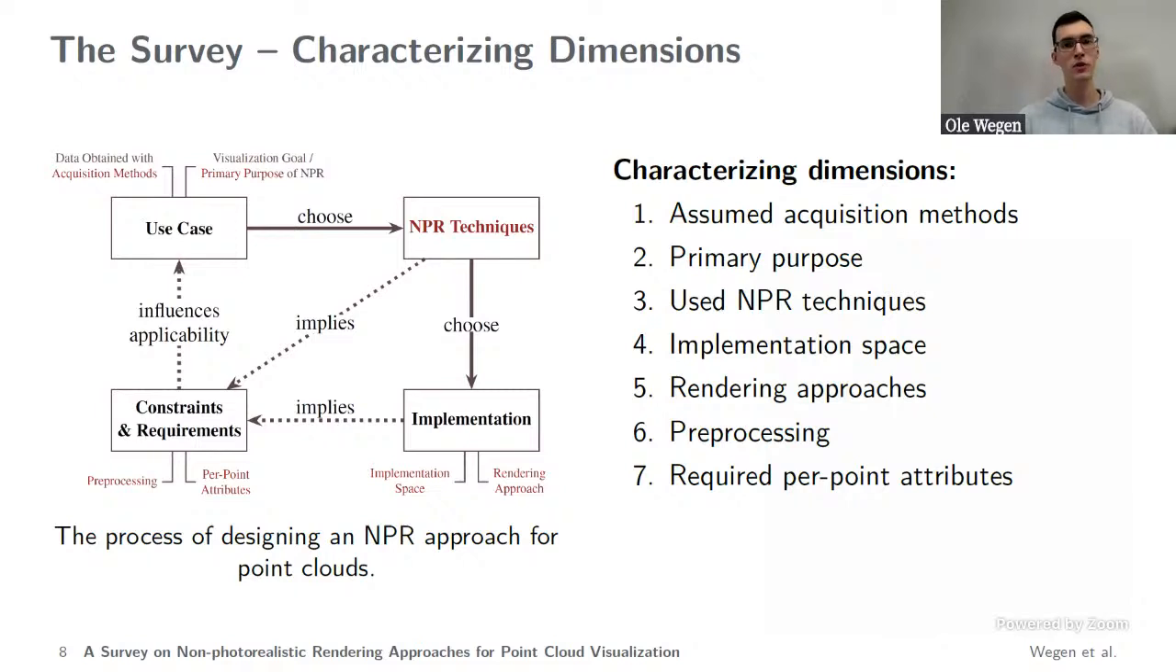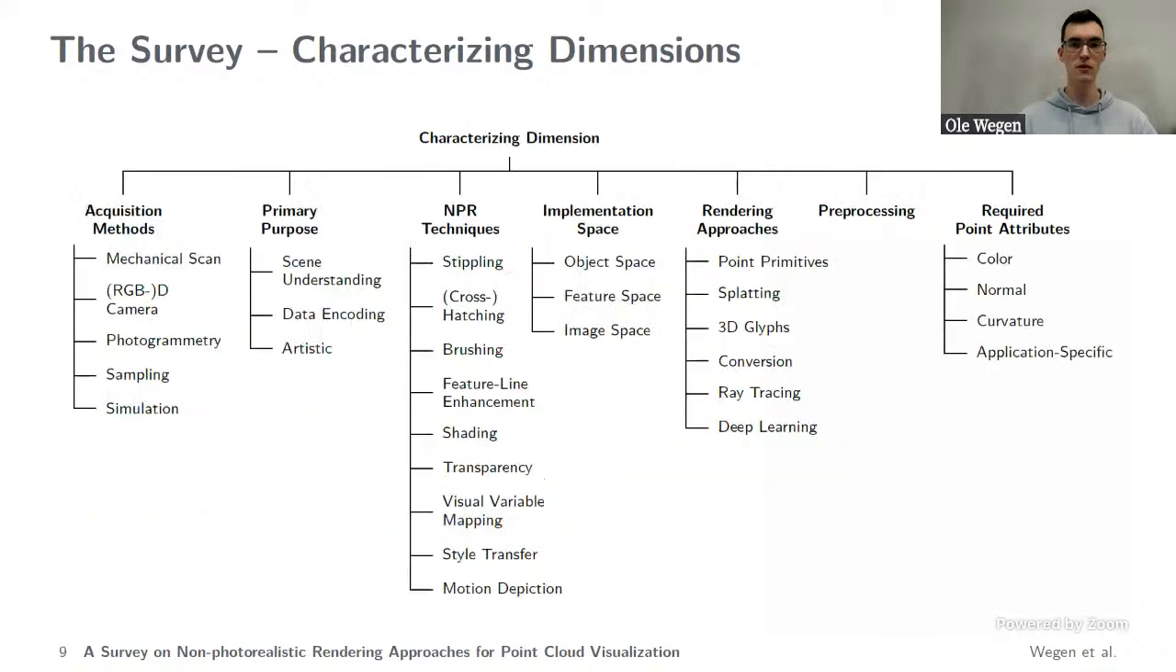So, for example, point primitive rasterization is very common. Then you have splatting, ray tracing, and so on. So these are the technical details, one could say, of the approach. And the combination of the techniques and their implementation imply certain constraints and requirements. So for example, whether you need pre-processing for your approach to work, and whether certain per point attributes, such as, for example, surface normals, are required. These constraints and requirements then influence the applicability of your approach to other use cases. So these are the 7 dimensions we use for characterizing each approach.